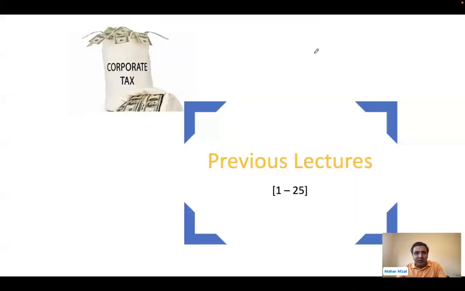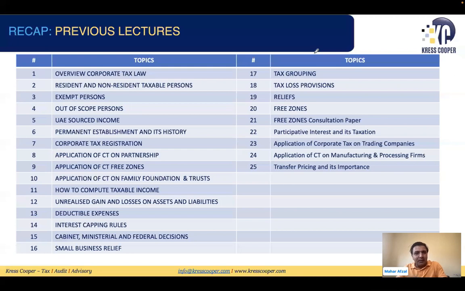As usual, first of all, we are recapping what we have discussed till now. We have discussed a lot of things in the last 25 webinars, and our last webinar was on transfer pricing and its importance. We had started to discuss transfer pricing and were planning to discuss it in detail, but in between this guidance has come. So we have decided to complete this guidance first, and later, after discussing the guidance, we'll go back to transfer pricing.